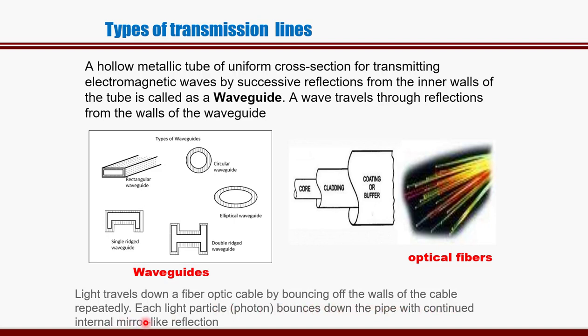of the cable repeatedly. Each light particle, that is a photon, bounces down the pipe with continued internal mirror-like reflections. Signal is transmitted in terms of light. It also consists of a core, then a cladding, and then a coating for the buffer. So it looks like a transparent strip of wire, very thin, like a hair, and these are used to transmit laser signals in surgery or in other applications, for decorative applications and so on.